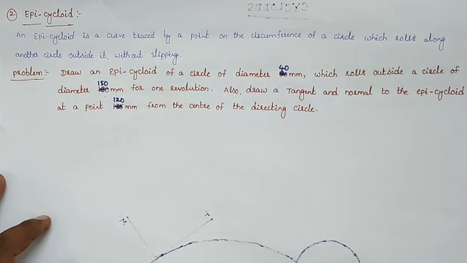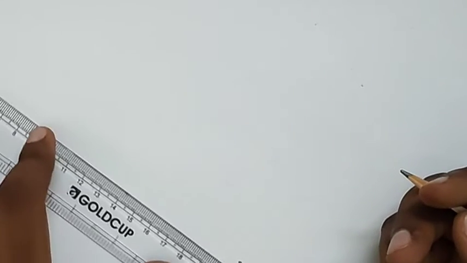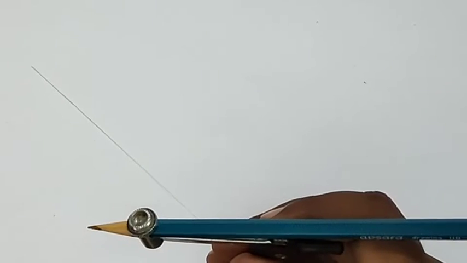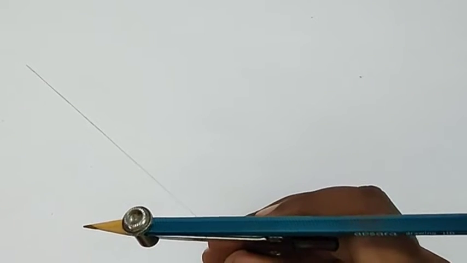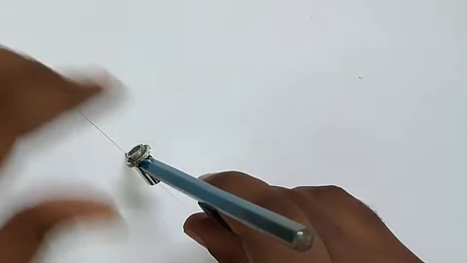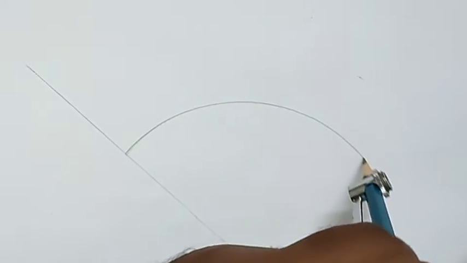First of all, I am locating the center of the directing circle as center O. We will draw an inclined line of any length with the radius of the directing circle. What is the directing circle radius here? 75 mm. So with the 75 mm length, we will draw an arc like that.